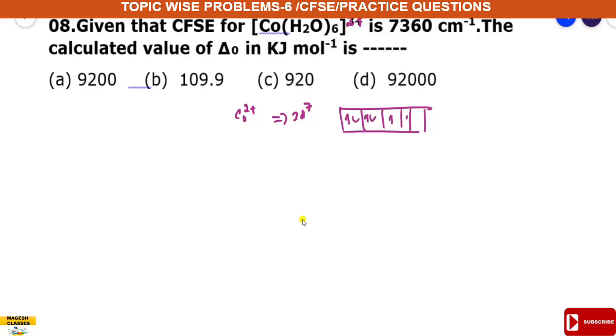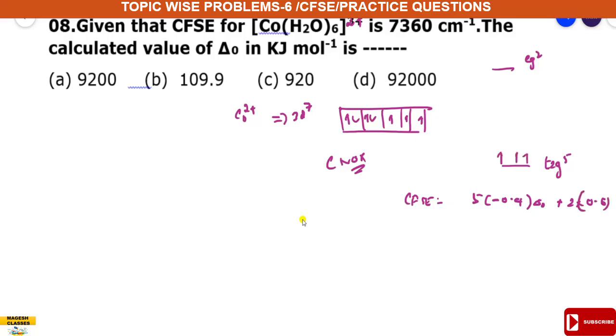So this is the arrangement. In the octahedral field, it is t2g^5 eg^2. It is the low spin complex. So oxygen is a weak ligand. Okay. So CFSE is equal to 5 into minus 0.4 del O plus, for eg^2, 2 into 0.6 del O, and pairing energy is 0.